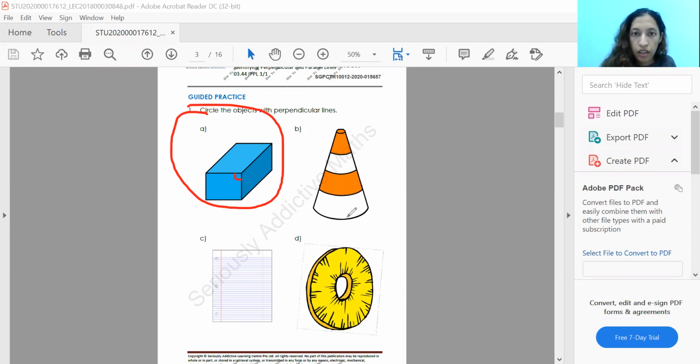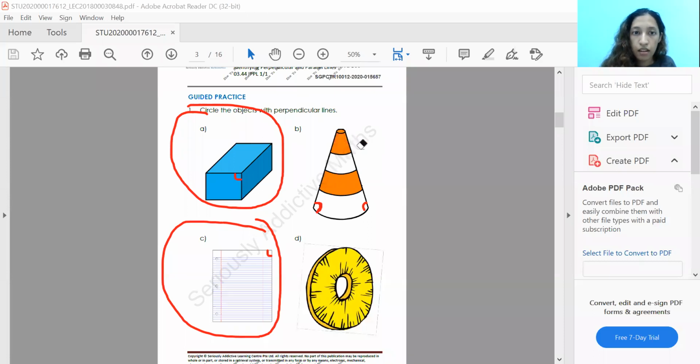I don't think we can find any right angle, right? This is not. No. So this is out. And then let's look at C. What about C? Here and here, yes, they do form a right angle. So this is perpendicular to this. And what about D? D, we cannot find any angles over here, because they are not straight lines anyway.